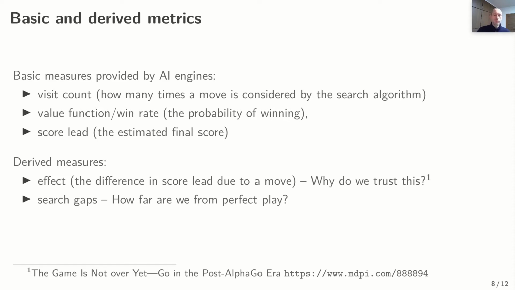The other thing is that this came from thinking about the characteristic of AI play, and they play in a very consistent way. The natural question arises: how far are we from perfect play? For that purpose, we defined the search gaps, which I'm going to talk about, and then my collaborator will talk about certain statistics based on the effect, used to detect the possible cheating.